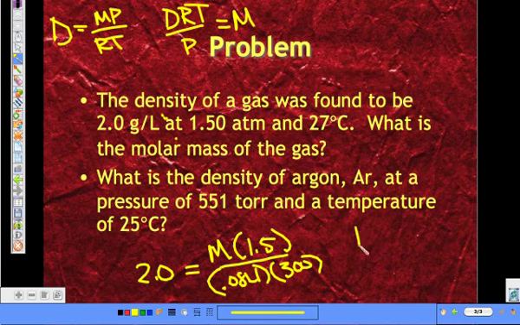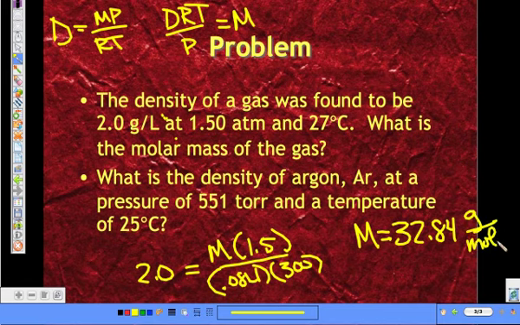Your M, you should get 32.84. That's grams per mole. Did everyone get 32.84? You're going to take 2 and multiply it by the bottom there. Then you'll divide by 1.5.